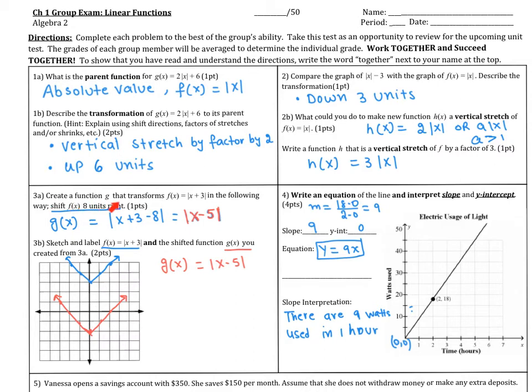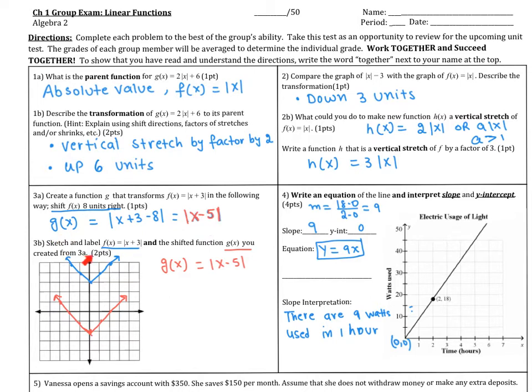Number 3, create a function g(x) from the transformation f(x) = |x + 3| in the following way. Shift f(x) 8 units to the right. So we are going to create a new function g(x). It's shifted 8 units to the right. So inside you're going to subtract the 8, because if it shifts right, then you subtract the number inside. So x + 3 - 8, that's going to be x - 5. Now the new function g(x) is |x - 5|.